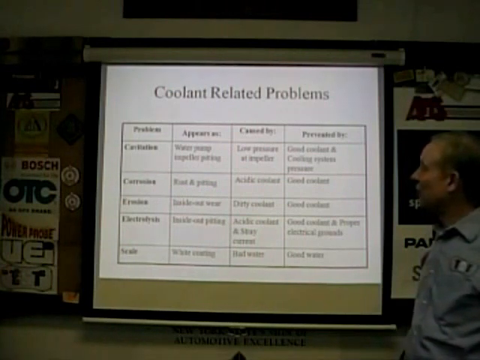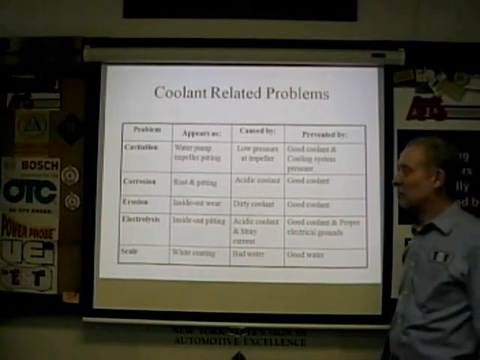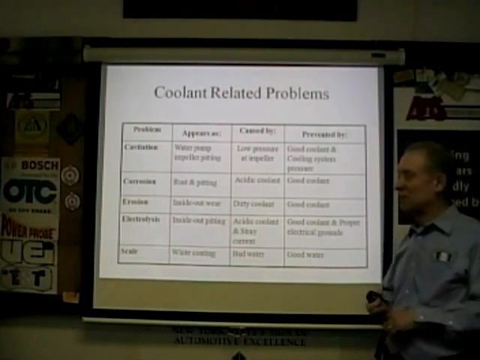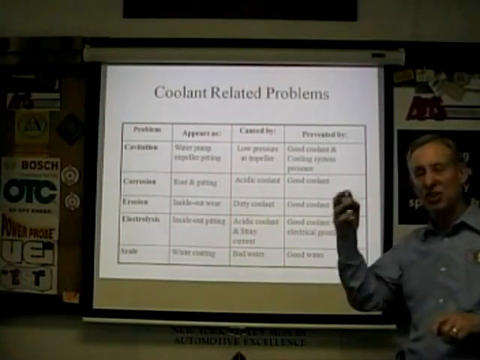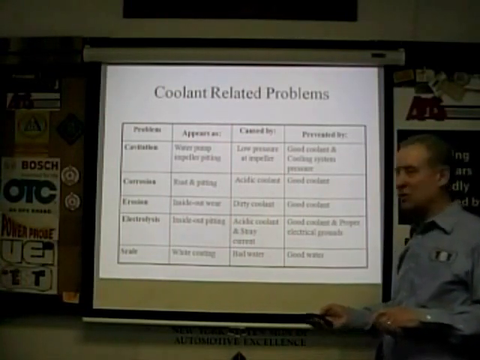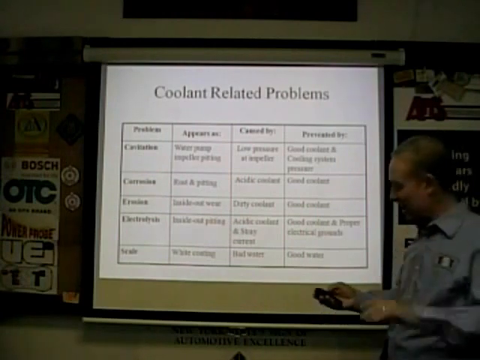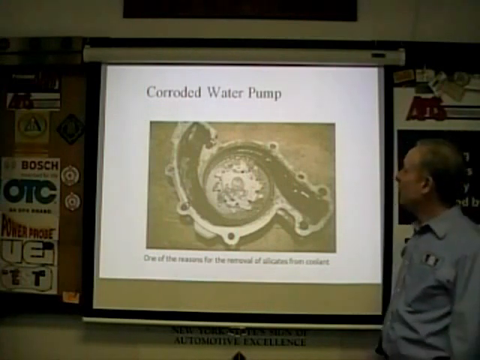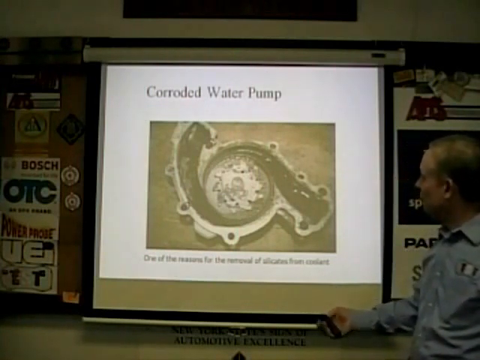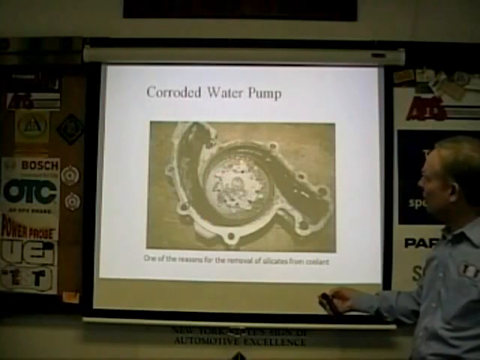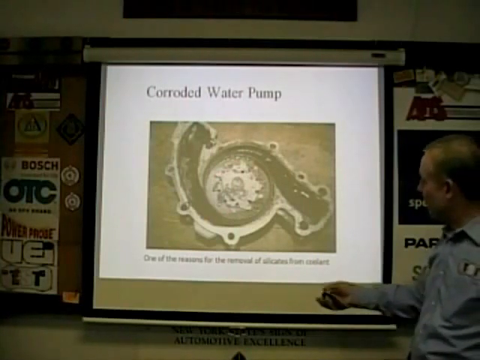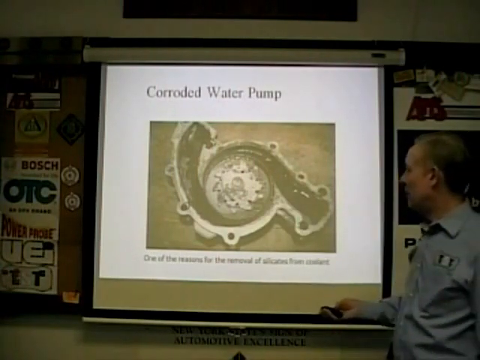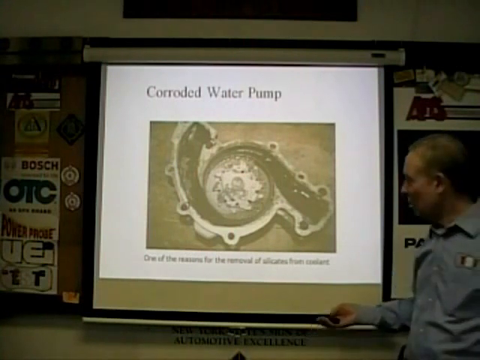All right, coolant-related problems: cavitation, corrosion, erosion, electrolysis, which is electrical activity that's caused just by the motion. Scale, which is usually some kind of a chemical reaction. And here we get into some of the show and tell stuff. Corroded water pump. We've all seen this. This water pump had no impellers left on it at all. It has the star shape, but the upright parts are totally missing. It wasn't pumping anything. All right? And I've seen that in a few vehicles. I've seen them with parts of them.